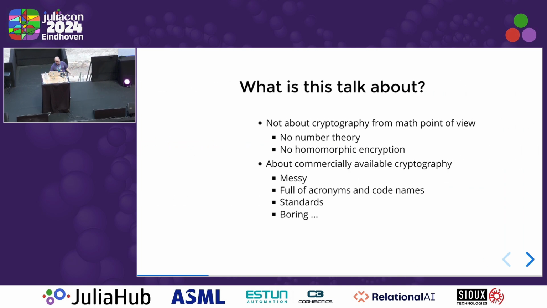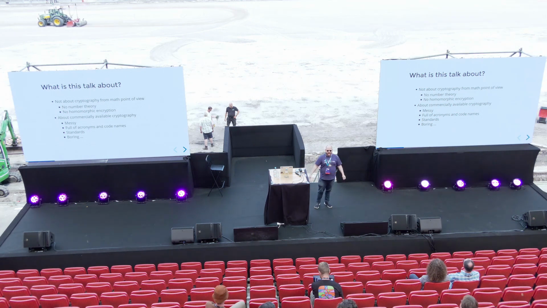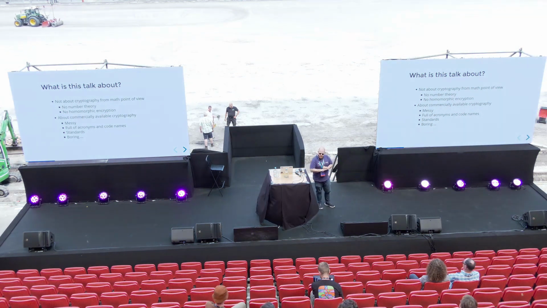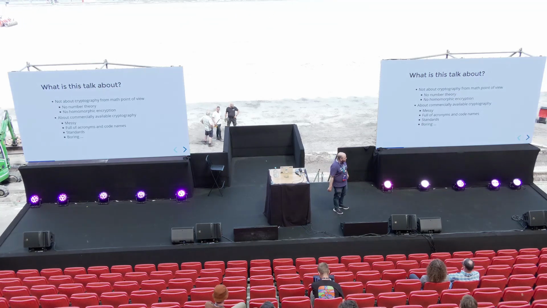Let me just get started. So what is this talk about? There was a very nice talk over here earlier today about homomorphic encryption. Super cool stuff. You can encrypt data and do calculations with that. This talk is not about that. Cryptography is usually about number theory and Galois fields and modular arithmetic and elliptic curves and stuff. Some weird math with integers. Also not about that, because I don't know anything about that. Again, I'm not a cryptography expert.